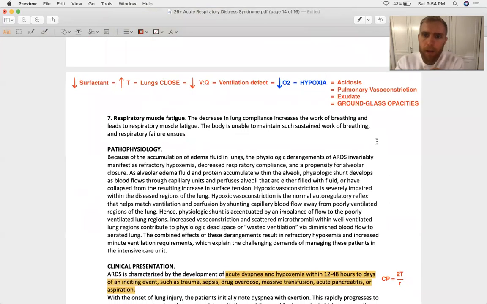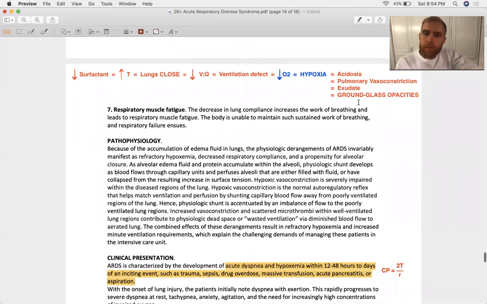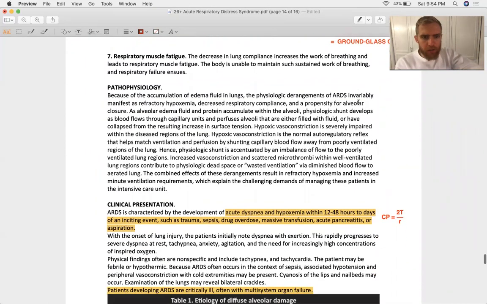So let's run through this stepwise one more time. You get some sort of inflammation, your surfactant goes down, your surface tension goes straight up, and your lungs are going to close and collapse. And this means no more ventilation, leads to hypoxemia, leads to acidosis, leads to pulmonary hypertension. You get some fluid in the lungs. That's what gives you the respiratory distress.